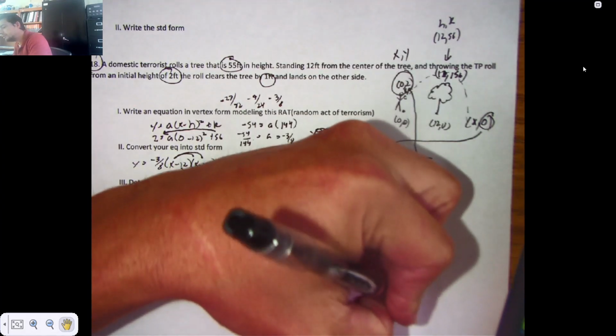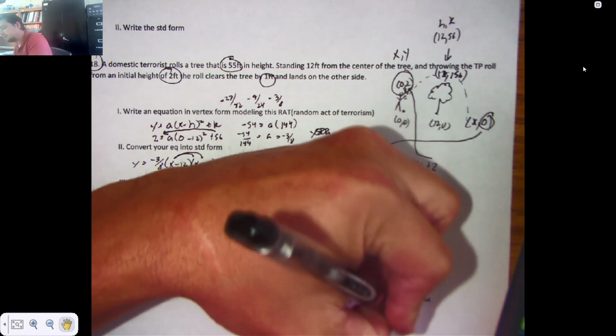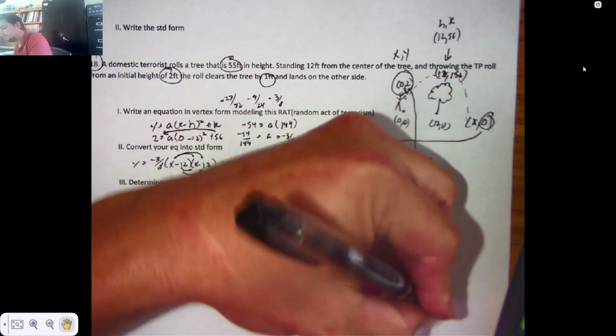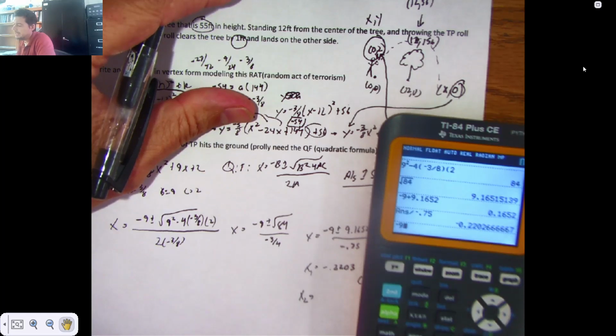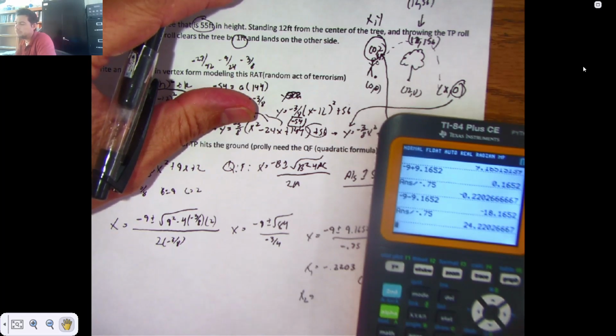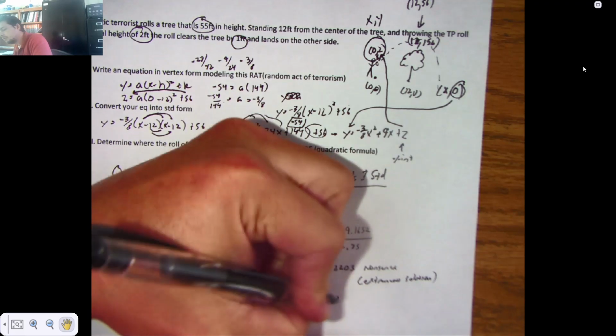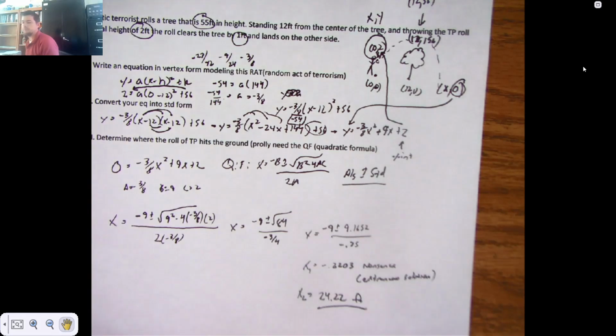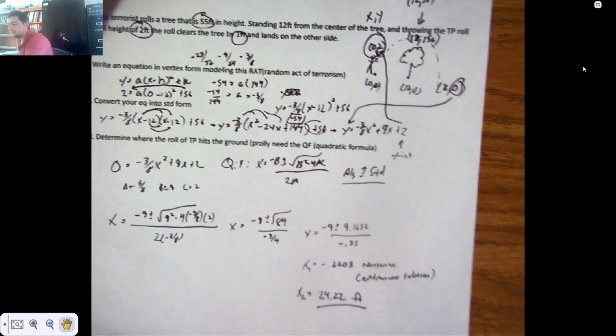This is nonsense. In math, we call it extraneous. There's one x value. The other x value happens here, which is negative 9 minus 9.1652. And again, we're dividing that by negative 0.75, which gives 24.22. That makes sense. Feet. That's when you hit the ground.